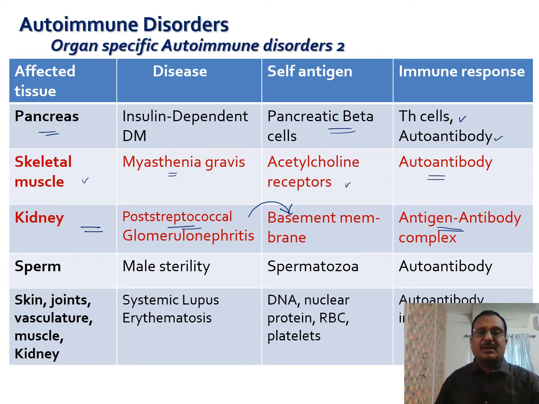And in case of spermatozoa, which act as a self antigen, this was discussed already, the autoantibodies are produced when the spermatozoa enter the circulation, resulting in male sterility by damaging the testes. And next one is systemic lupus erythematosus, where the autoantibodies are produced against the DNA of the cells and the nuclear proteins, RBCs and platelets in the body, and cause systemic lupus erythematosus.